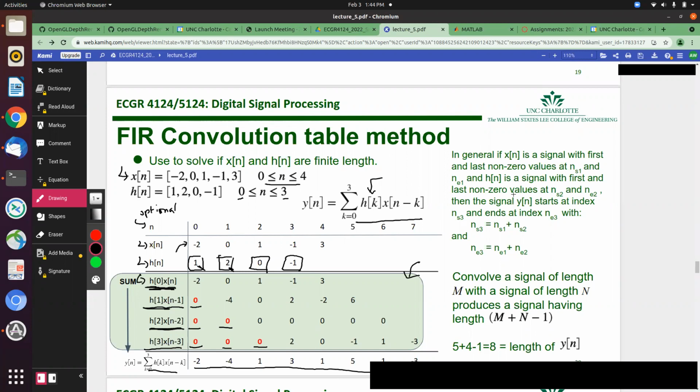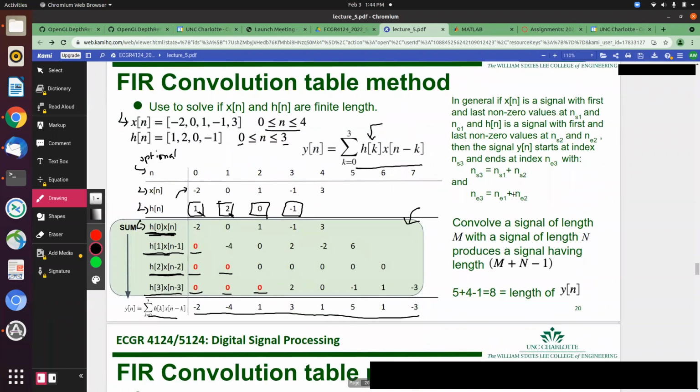But one other thing, we noticed that if we do a convolution and it involves this, which has 4 values, and this, which has 5 values.